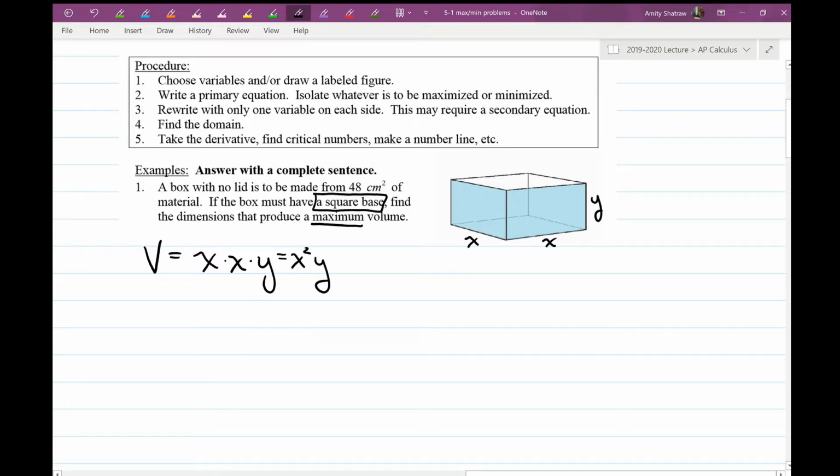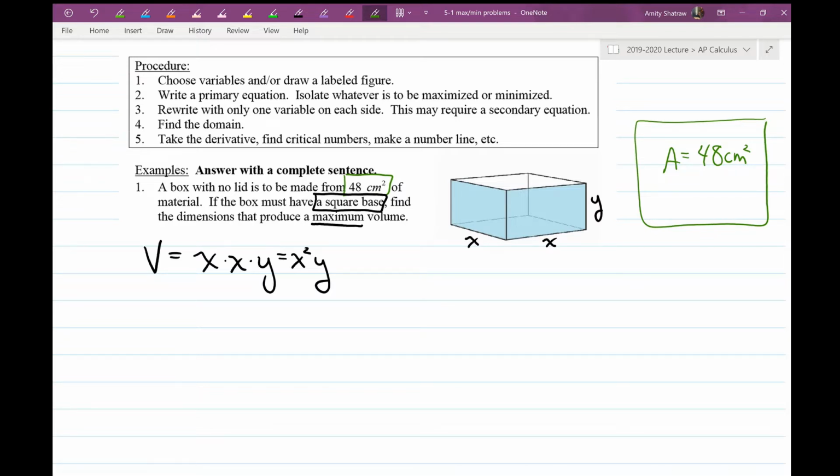I'm unhappy about there being two variables here, so I'd like to find any other piece of information that could help with this problem. I'm noticing that it says it's to be made from 48 centimeters squared of material. It's like they've got a big piece of cardboard whose area is 48 centimeters squared, and they're trying to fold it into the three-dimensional shape. How they do that is not really my problem, but I don't have any more than 48 centimeters squared of that material.